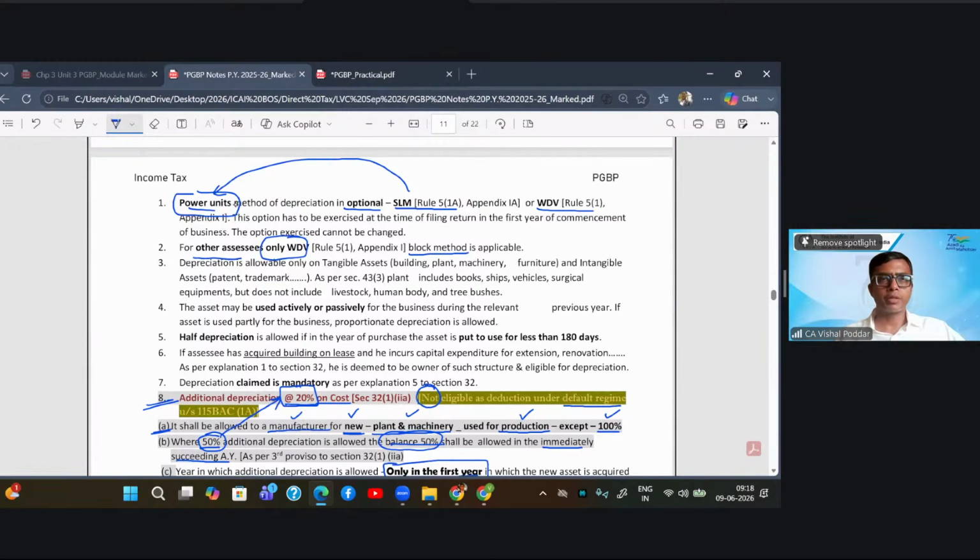Now for power units, when they are given the option, the rule is that this option can be exercised only once in their entire lifetime. That is in the first year when they start their business. In the first year, when they are going to file their returns, they will have to mark this option in the return. And whatever option they have marked cannot be changed in their entire lifetime. So in the very first year of starting the power business, you will be given this option. Whatever you mark, later on it cannot be changed.